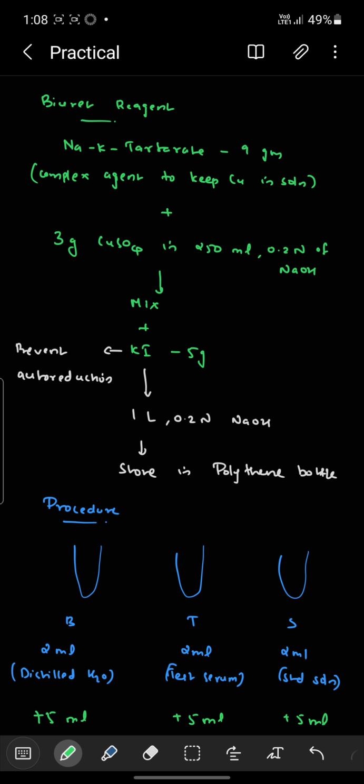So a biuret reagent contains 9 gram of sodium potassium tartarate. Sodium potassium tartarate is a complexing agent to keep copper in solution. So we are adding 3 gram of copper sulfate in 250 ml of 0.2 normal NaOH. So we will mix both of these, and 5 gram of potassium iodide is added to prevent auto reduction, and the solution is made up to 1 liter with 0.2 normal NaOH, and this is stored in a polythene bottle.